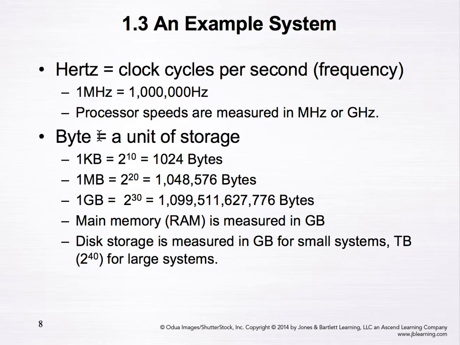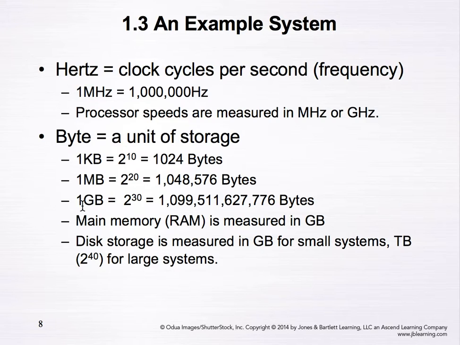On the other hand, we have the byte. That's a unit of storage. We know that 1 byte is 8 bits. Now 1 kilobyte: the kilo here is associated with storage capacity, so that corresponds to 2 power 10, which equals 1024 bytes. 1 megabyte of storage capacity corresponds to 2 power 20, which is 1,048,576 bytes, and so on.